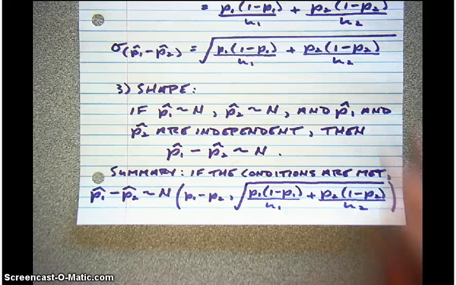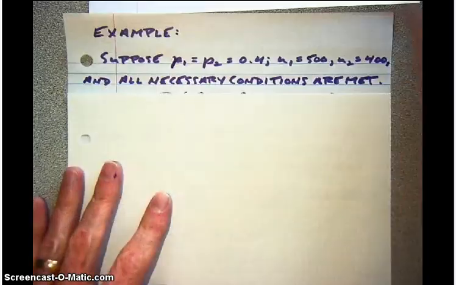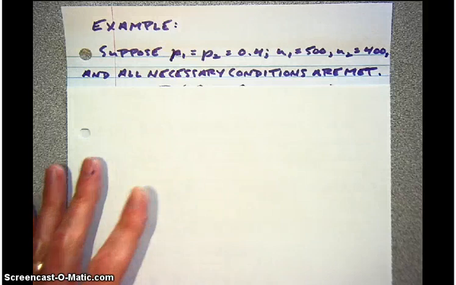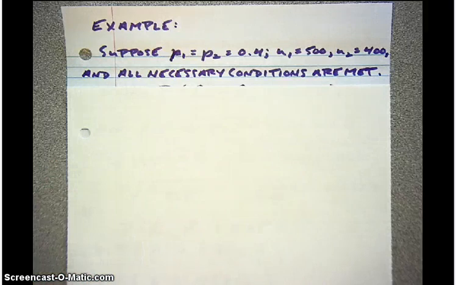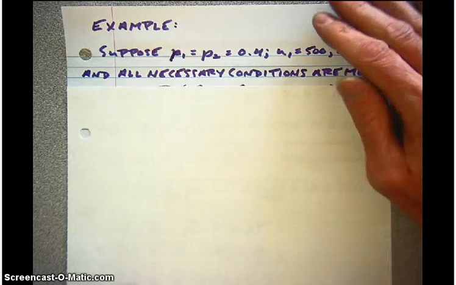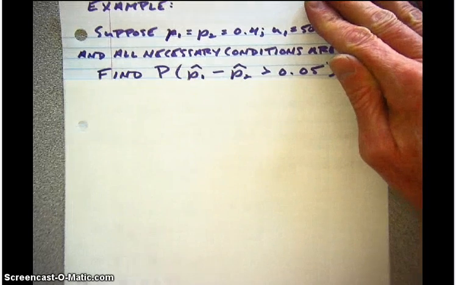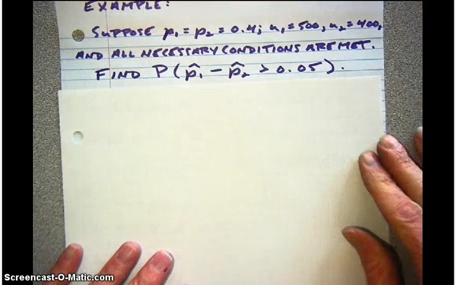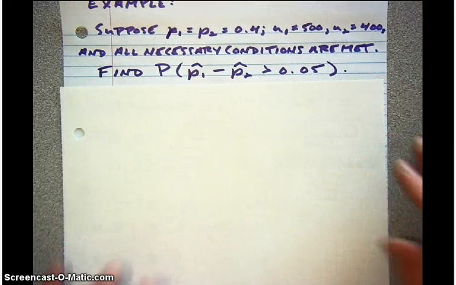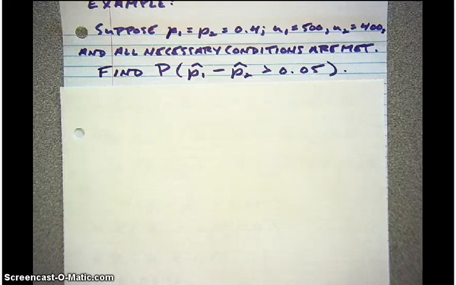Now let's look at an example. Suppose we know that p1 and p2 are equal and n1 is 500 and n2 is 400, and all the necessary conditions are met. Suppose we want to find the probability that if we were to calculate the two sample proportions, they would be different by more than 5 percentage points. That is, the probability that p1 hat minus p2 hat is greater than 0.05.